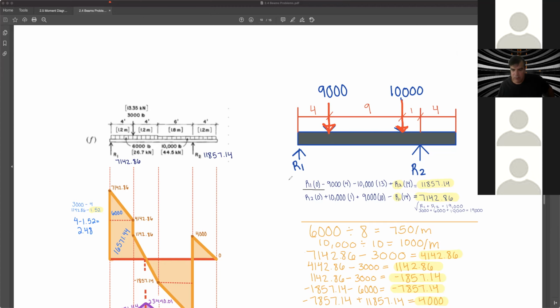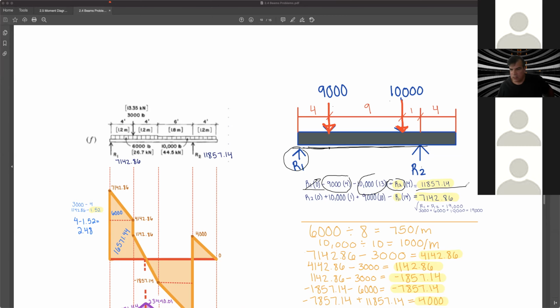R1 multiplied by 0 is 0. 9,000 multiplied by the distance to separate is 4. 10,000 by the distance is 13. R2 by the distance is 14. R2 is positive because I chose it positive. Therefore, R1 is positive, what is not a deal because it's 0. Therefore, the 9,000 and 1,000 that are going down are negative.